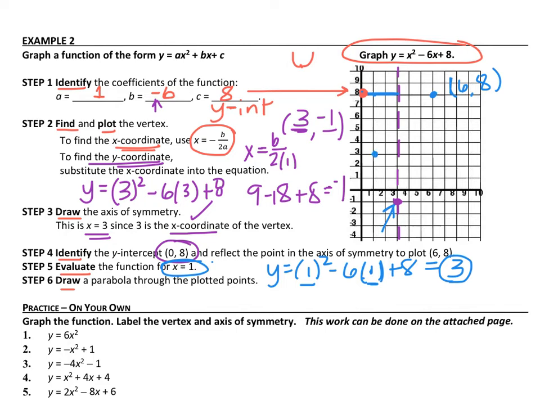Now the only reason we need these extra points is to help us make our curve look a little bit more round rather than like a V. So this is 2 units away from the axis of symmetry, so I'm going to plot another point over here. And then it says draw a parabola through the plotted points.